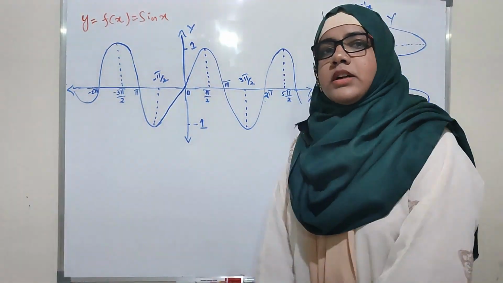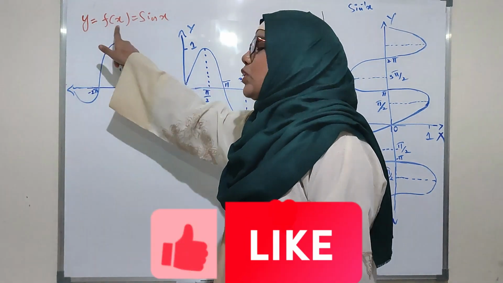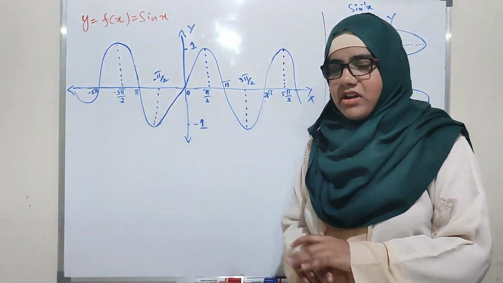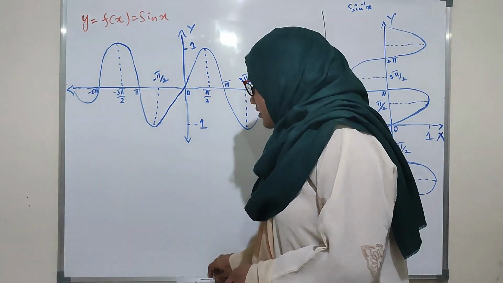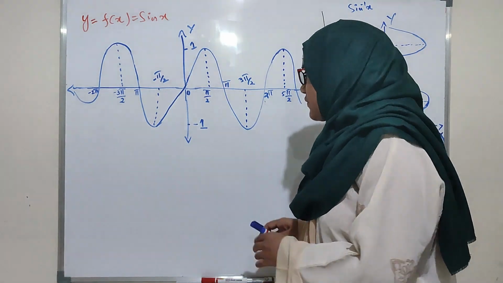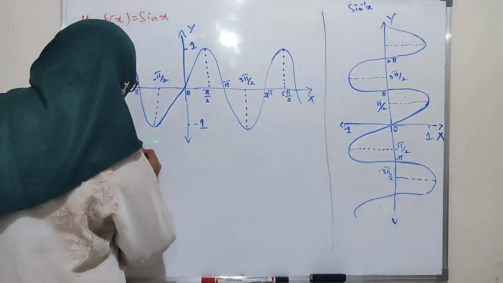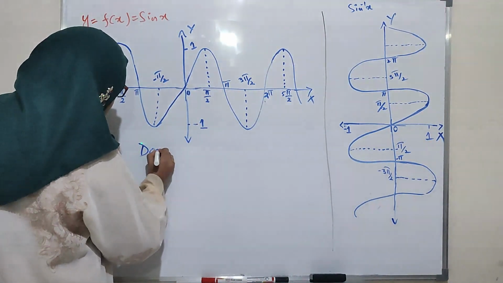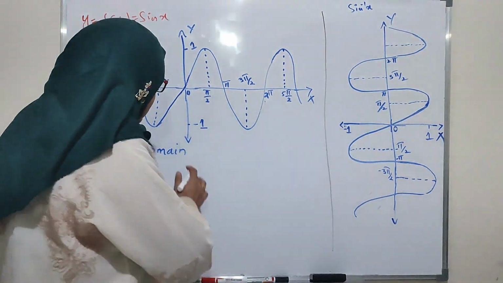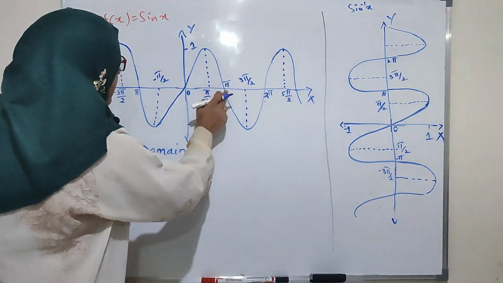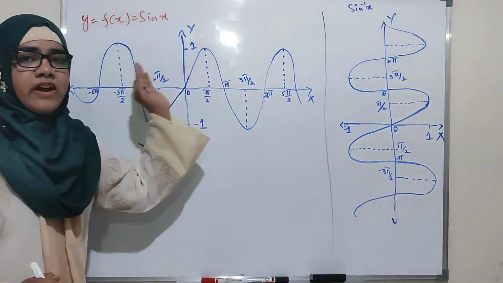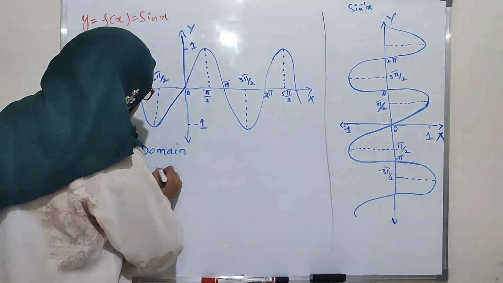Here we are having y is equal to f of x is equal to sin x. The graph of sine of x we are having, and see that the natural values for range and domain for sin x is, we know that domain is here. What is domain? Domain means the x values. You can see x we are having pi, 2 pi by 2, 3 pi by 2, means we are having real numbers.